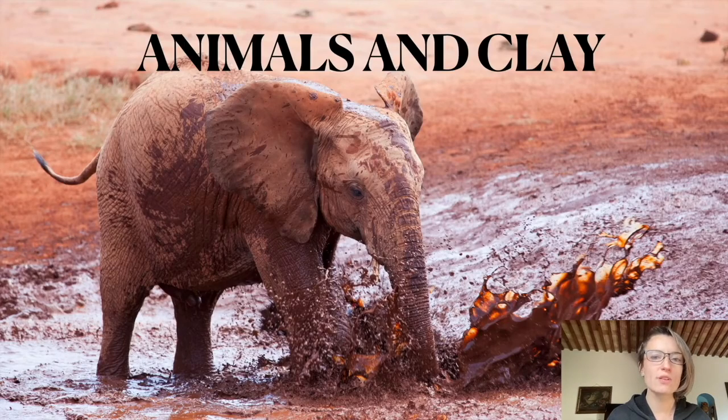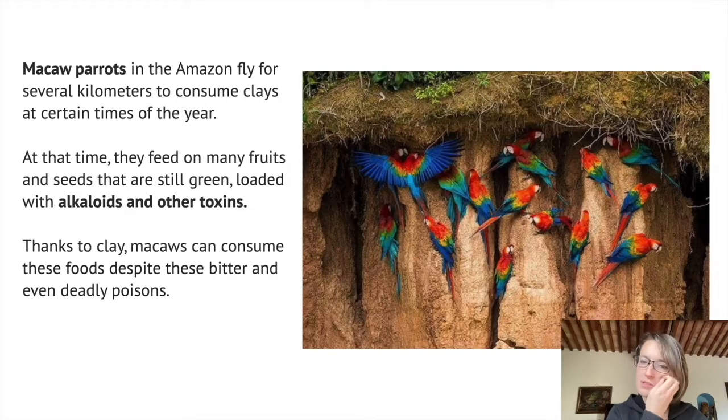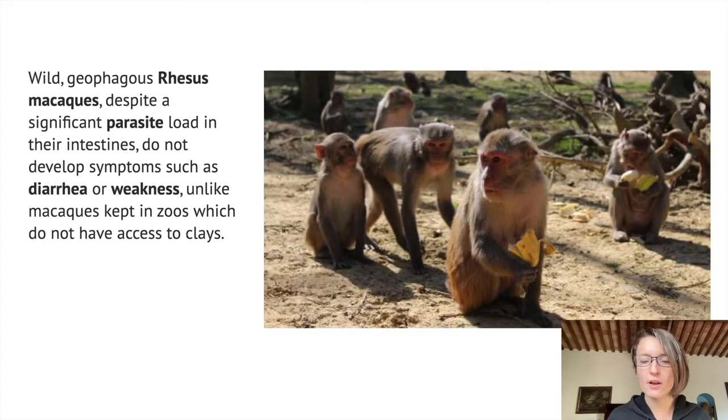Animals and clay. So animals have been using clay forever. Many animals bathe in clay, eat clay. Here, this is a famous example that maybe you already know. Parrots in the Amazon, at certain times of the year, have to eat toxic berries and toxic plants that are very rich in alkaloids and other toxins. So to survive, to be able to eat these toxins, they also eat clay. And clay just stops the absorption of toxins. Same for monkeys.